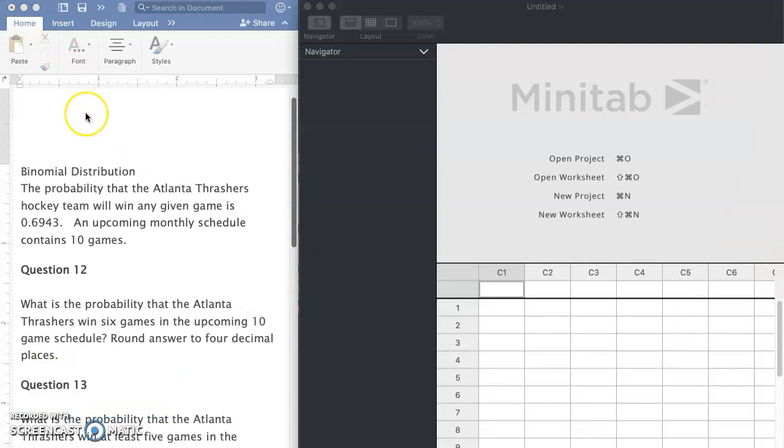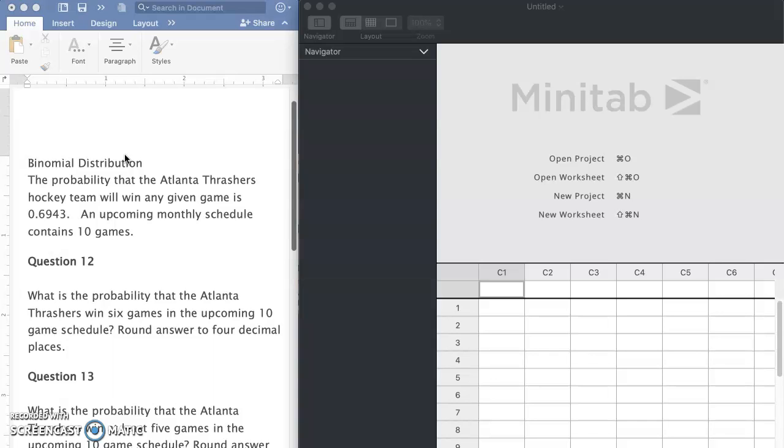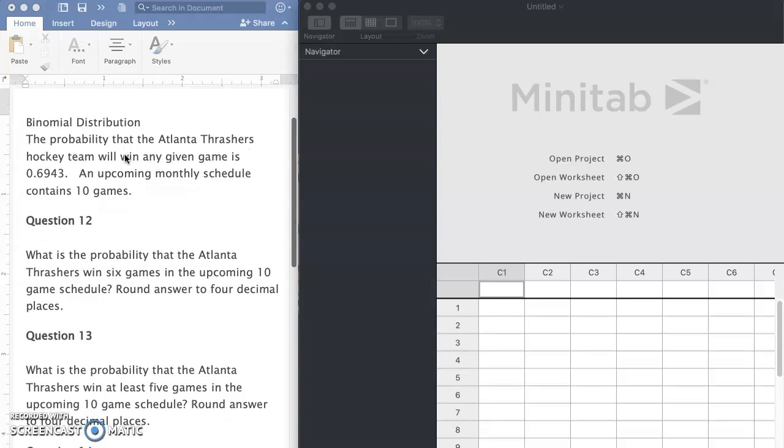Okay, so I was going to just do a couple of examples of a binomial distribution for you very slowly so that you can see me put it in Minitab. This binomial distribution says that the probability that the Atlanta Thrashers hockey team will win any given game is given to you to be 0.6943. That means about 69% of the time the Atlanta Thrashers team is typically going to win.